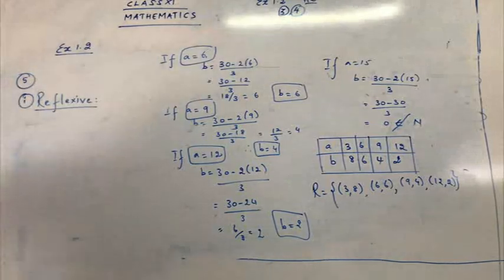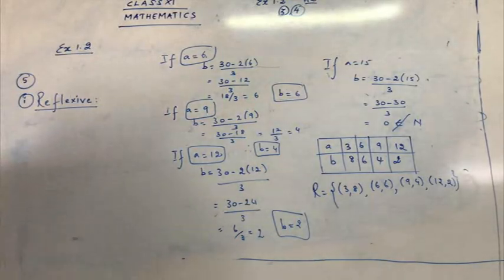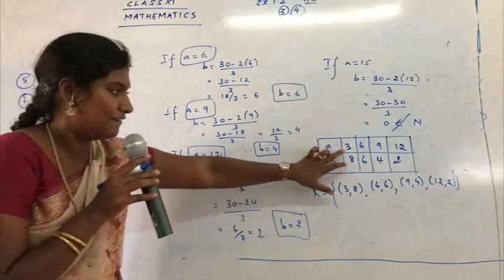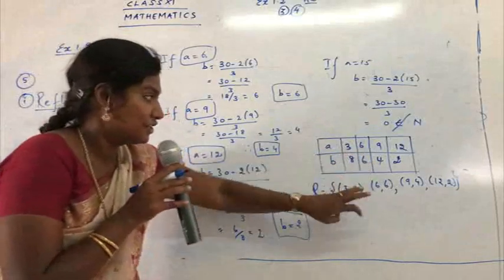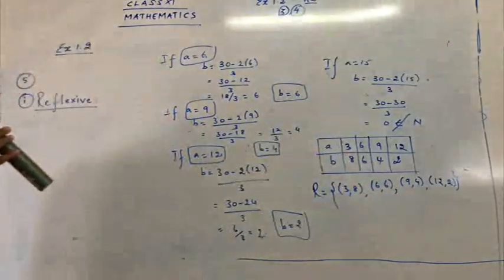See here children, see the pair carefully. We have the pair 3, 8, yes. We have the pair 6, 6, okay. We have the pair 9, 4, done. We have a pair 12, 2, okay, done. But now here see, 3, 3 is not present, yes. 6, 6 is present, yes. 3, 3 is not present, 9, 9 is not present, 12, 12 is not present.